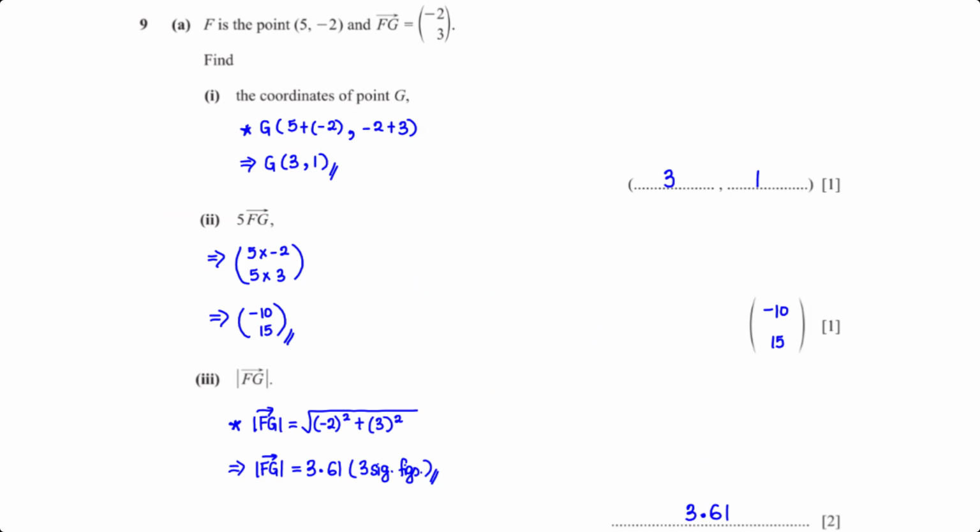F is the point (5, -2), and FG is the vector (-2, 3). Find the coordinates of point G.